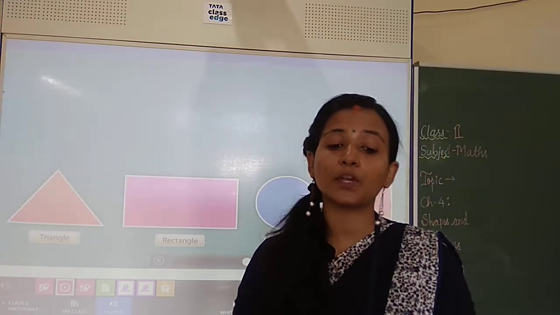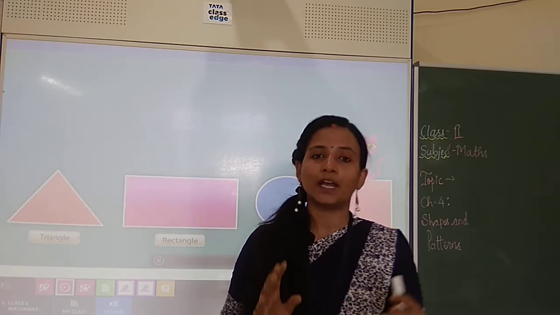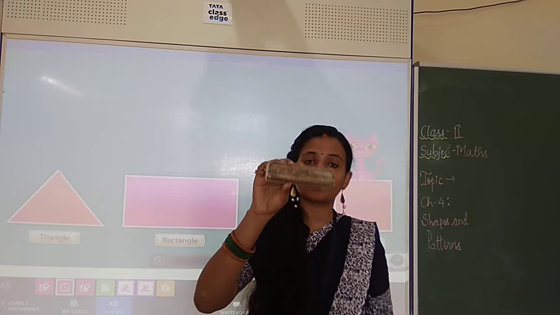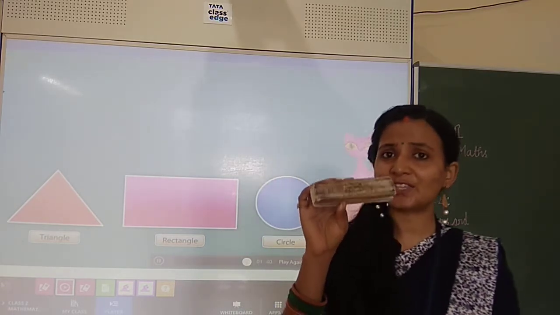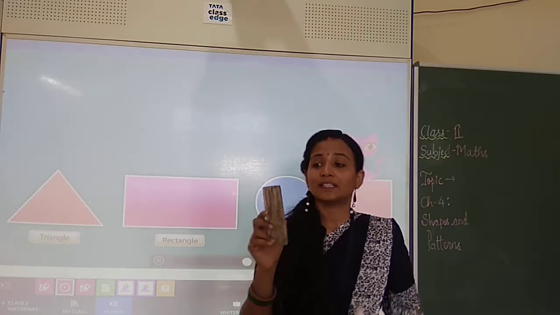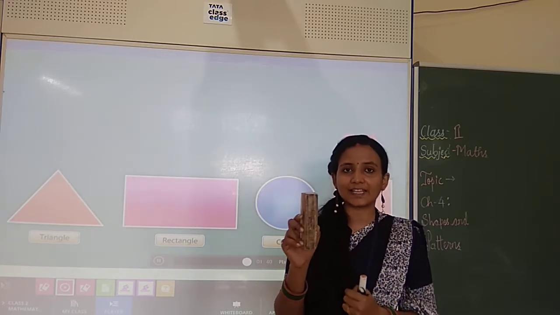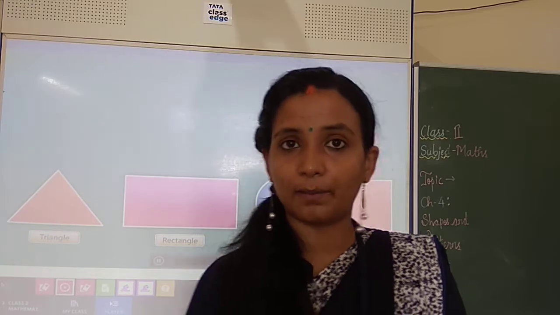Where have you seen a rectangle in your daily life? Have you ever seen this? What is this? This is the duster of your class. Remember? It's been a long time since you have seen this. So this shape is also like a rectangle. So a rectangle, like the top of the desk or table.